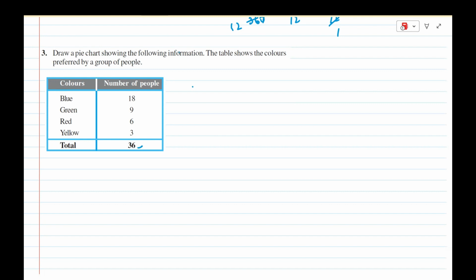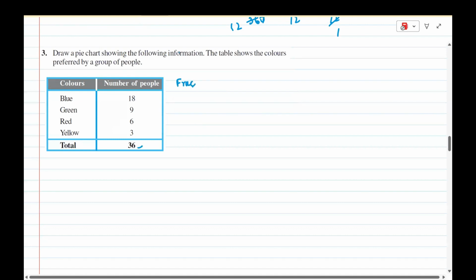To draw a pie chart, we need what? Central angle. So first we need to calculate fraction. So I'm extending this only and calculating fraction, and the next will be central angle. How to do that? Fraction means 18 divided by total. 18 ones are 18, 18 twos are 36, which is 1 by 2. For second, 9 by 36. 9 ones are 9, 9 fours are 36, which is 1 by 4. Next, 6 by 36, 1 by 6. And 3 by 36, which is 1 by 12.